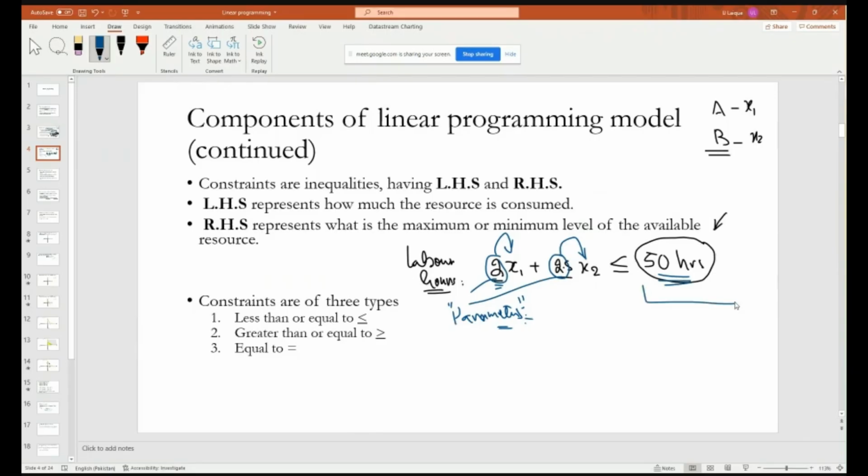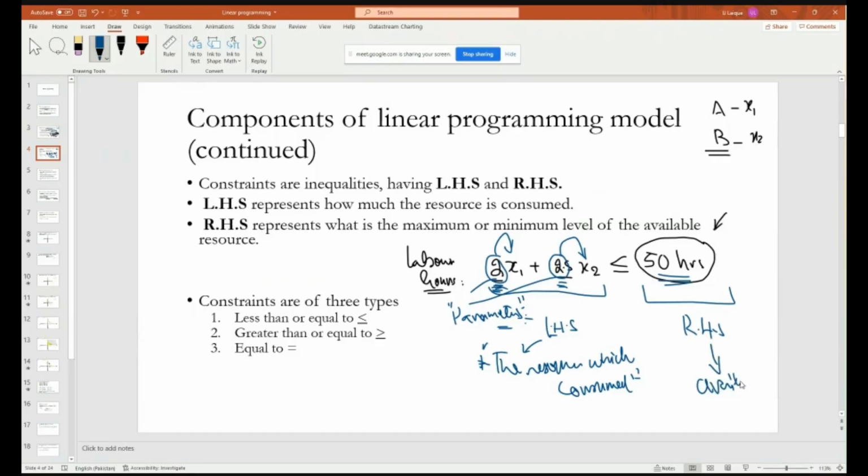So this one is the right-hand side, and this as a whole we call the left-hand side. Now always remember, the left-hand side represents the resource which is consumed, right? We tend to consume resource on the left-hand side of this equation, as per the per unit resource consumption values. While on the right-hand side, what we call a valuable resource, right? So there is a huge difference.